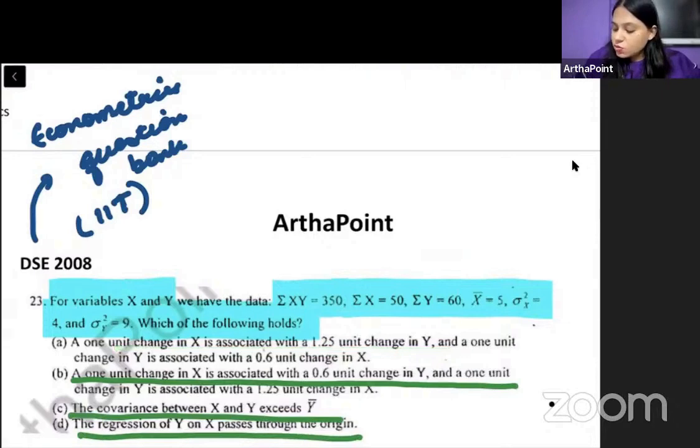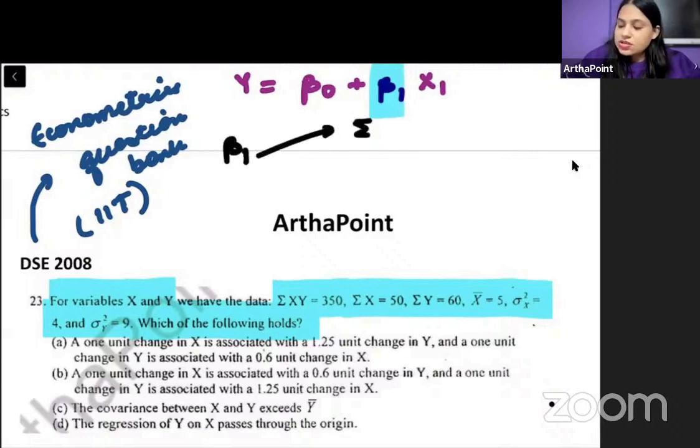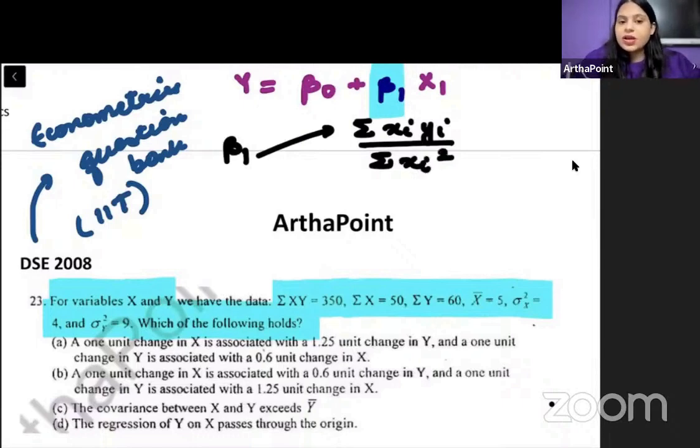It means that we need to go ahead and find the values. So try to find byx, try to find bxy. So when we have a model, y is equal to beta naught plus beta 1 x1, what is beta 1? How do you find this beta 1? There are two formulas. Formula number 1, summation small xi yi upon summation xi square, in deviation format. The second is in the absolute format, so summation capital X y.